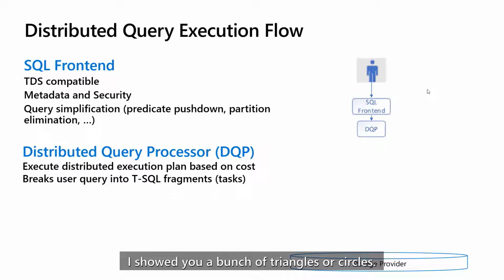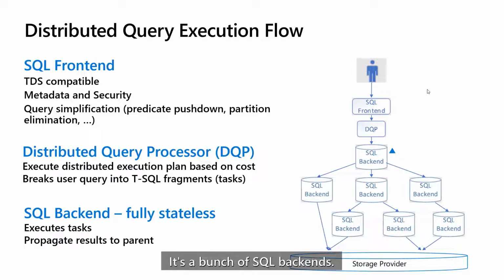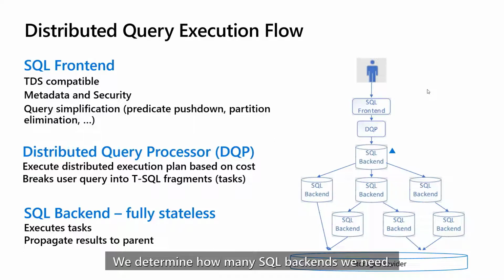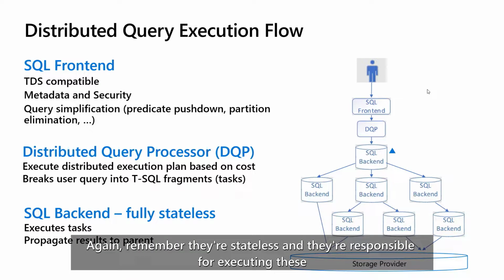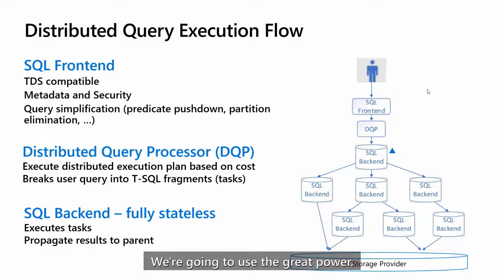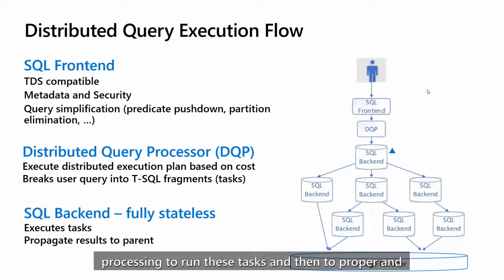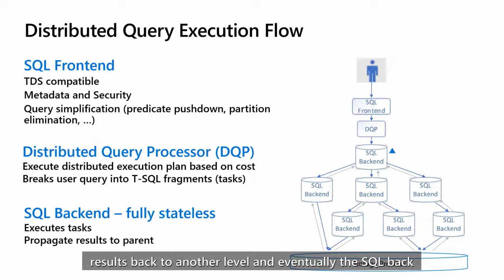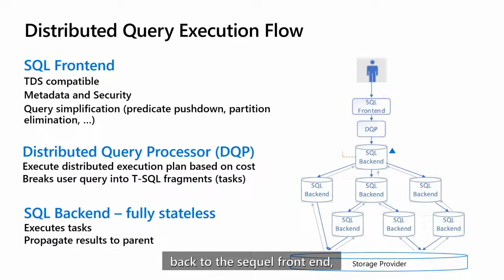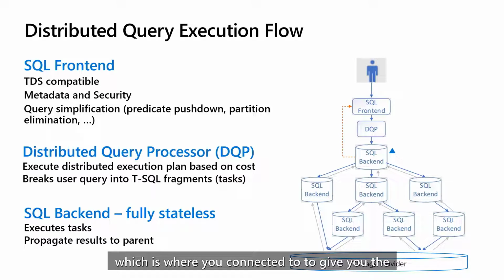And so what is a task run on a compute server? I showed you a bunch of triangles or circles. Well, you know what it is? It's a bunch of SQL backends. We determine how many SQL backends we need. Again, remember, they're stateless, and they're responsible for executing these tasks. We're going to use the great power that the SQL engine provides us with SQL scheduling, with query processing, to run these tasks, and then to go after the provider itself, and then to propagate the results back to the parent. So each task propagates results back to another level, and eventually the SQL backend that started all this from distributed query processing can send the results back to the SQL front end, which is where you connected, to give you the final results of the query itself.